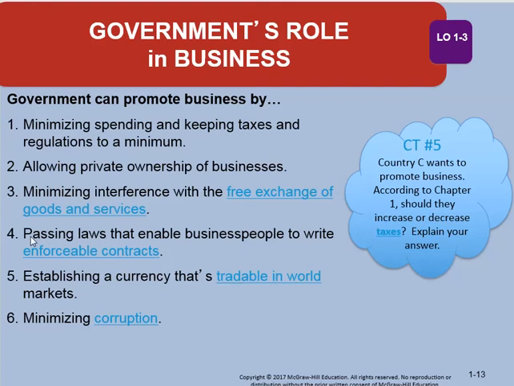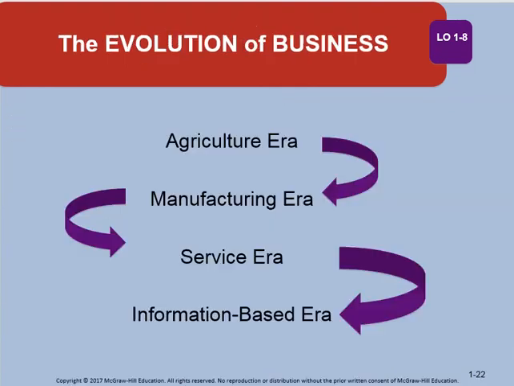enforceable contracts are very important to business, so that you're guaranteed, hey, you bought this for $100,000, so I have recourse if you fail to make the payments, right? You want to have a tradable economy, and you want to minimize corruption. So those are all things that will help promote business within a society.